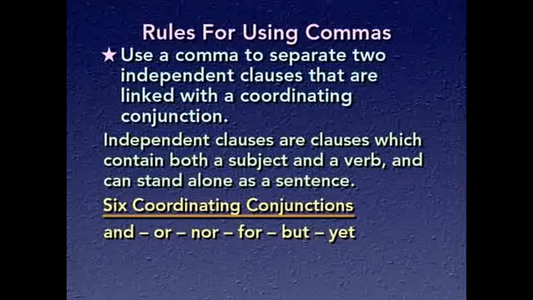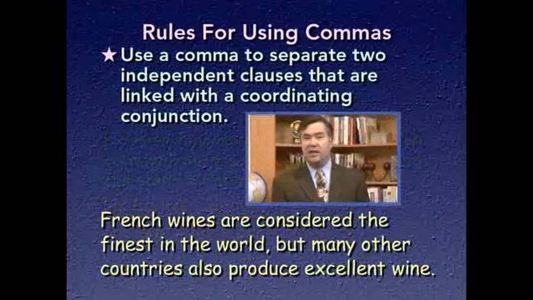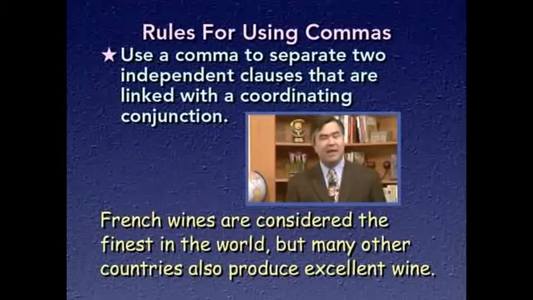Whenever you have a sentence containing 2 independent clauses joined by one of these coordinating conjunctions, it's good practice to insert a comma between the 2 clauses to separate them clearly. It puts in a pause where it's appropriate and makes the sentence a little bit easier to follow. Here's an example. French wines are considered the finest in the world, but many other countries also produce excellent wine.